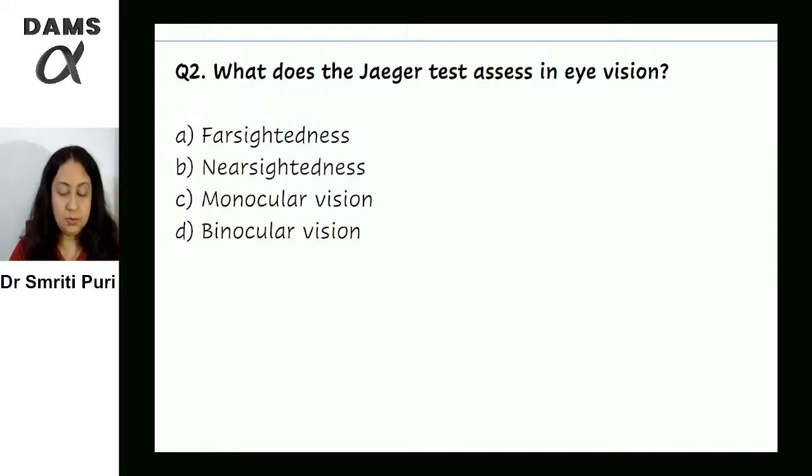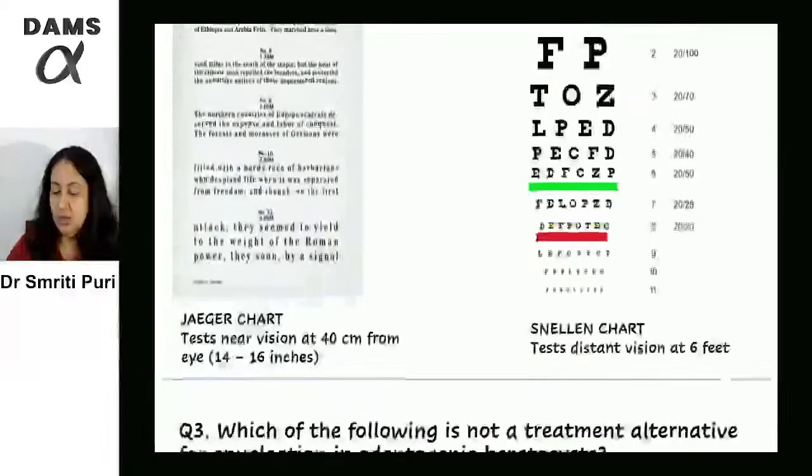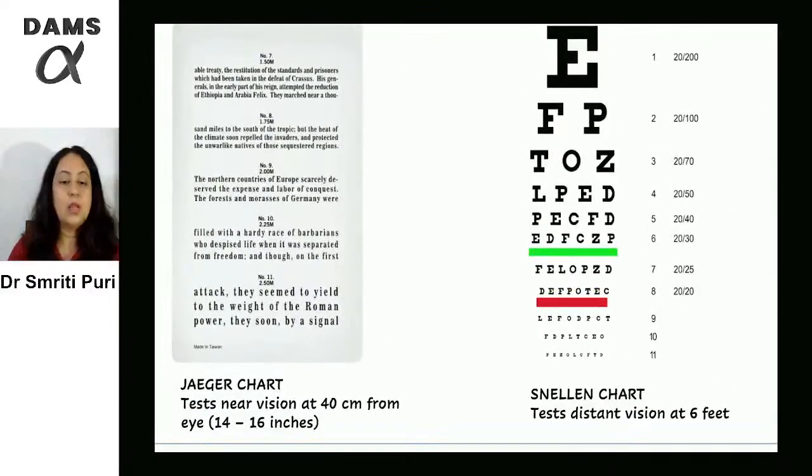So this is a little difficult question. This is basically asking you what is a Jaeger test. So let us first see. Now there are 2-3 charts. One is known as a Jaeger's chart. And another one on your screen is known as the Snellen's chart.